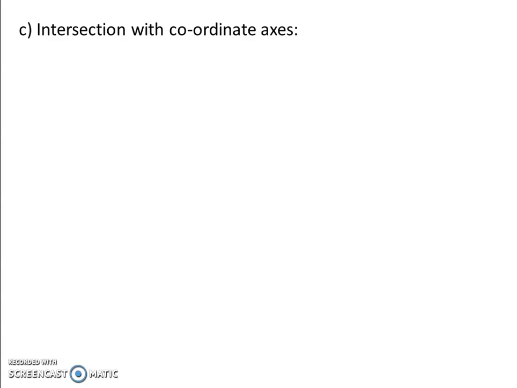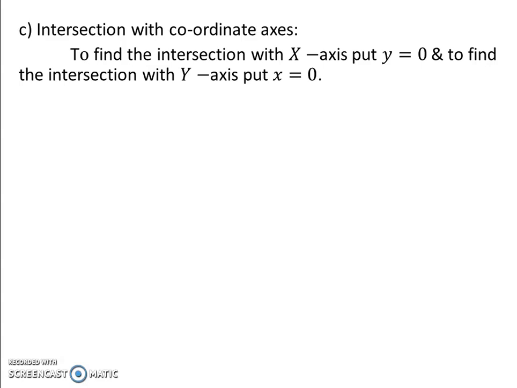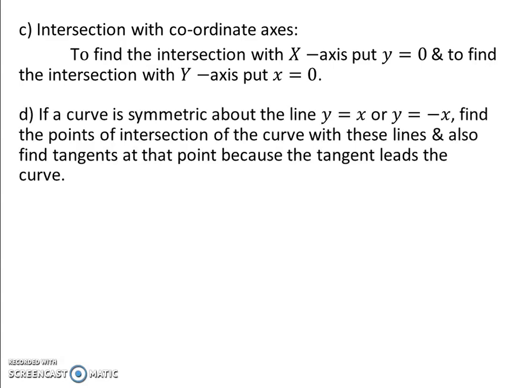Then we will check whether the curve intersect with coordinate axis, and we know it is easy how to find the point of intersection. That is, अगर x axis को वो कट करते हैं तो put y equal to 0. To find the intersection with y axis, put x equal to 0. If curve is symmetric about y equal to x or y equal to minus x, find the point of intersection of the curve with these lines, and also find the tangent at the point, because the tangent leads the curve.